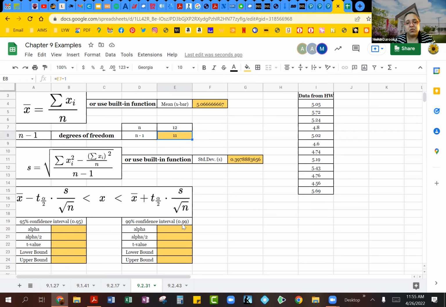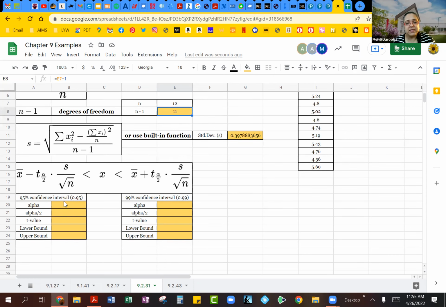Now let's get down to it. We are doing a 95% confidence interval. So same thing over here, guys, you will do 1 minus 0.95 to get your alpha value. Just like we did in the previous example, divide that alpha by 2 and you will get the alpha divided by 2 value. Now we need to calculate this t value over here.